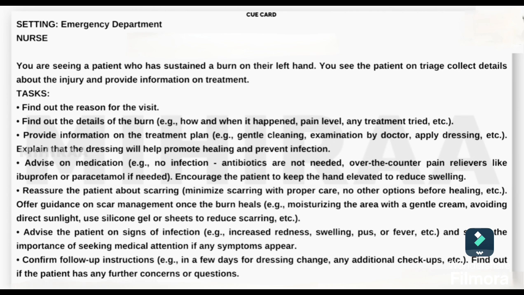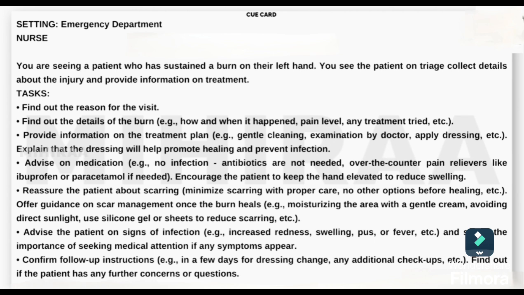The next task is to reassure the patient about scarring. Minimize scarring with proper care, with no other options before healing. Offer guidance on scar management once the burn heals, like moisturizing the area with a gentle cream, avoiding direct sunlight, and using silicone gel sheets to reduce scarring. So, in between you can just ask, Joseph, do you have any other questions to ask me? Then, if you get any role play card with a burn, of course, you can see the concern regarding scarring.